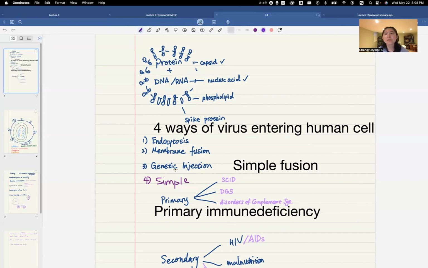Genetic injection. If you remember, there's like a spider shaped virus, they stand on the membrane of the human cell and then inject their DNA like a syringe into the cell. And the fourth type is simple, without any channel or anything, it just goes into the cell as a whole virus.